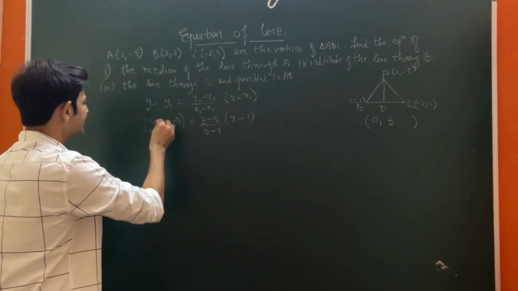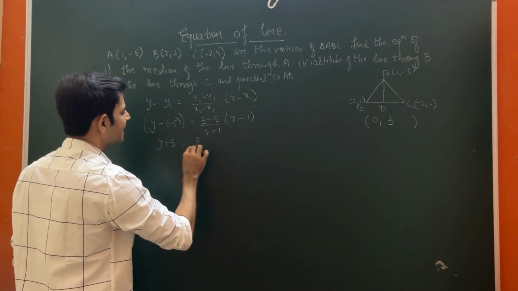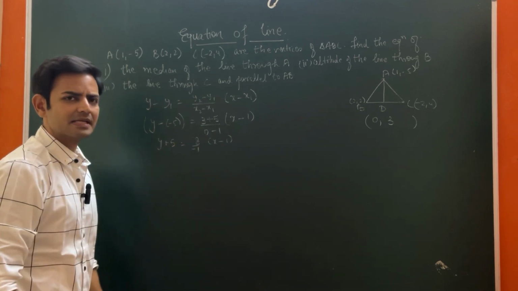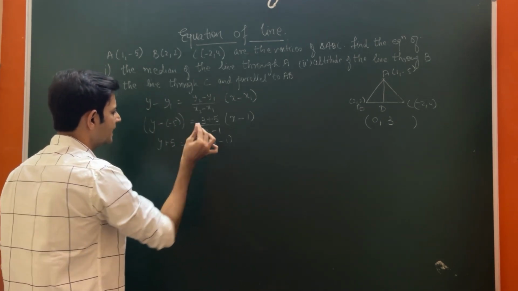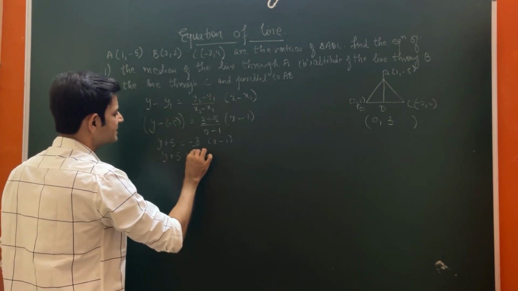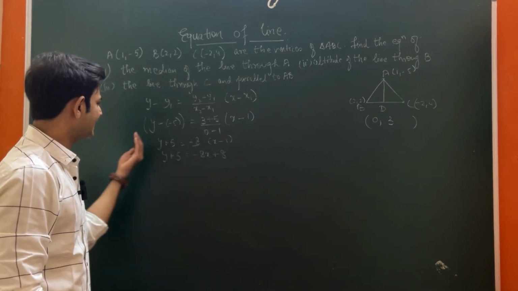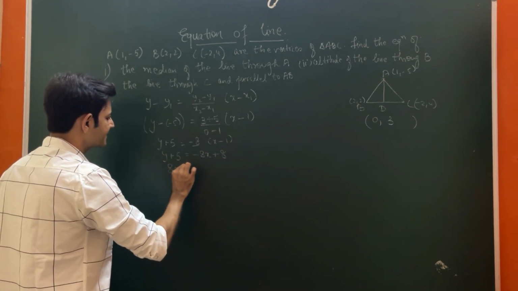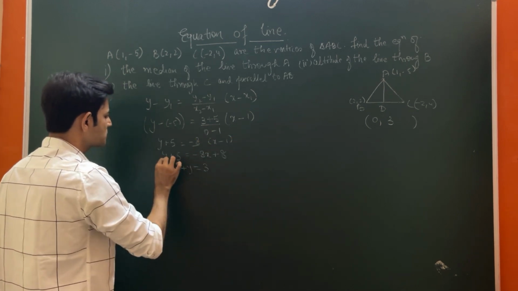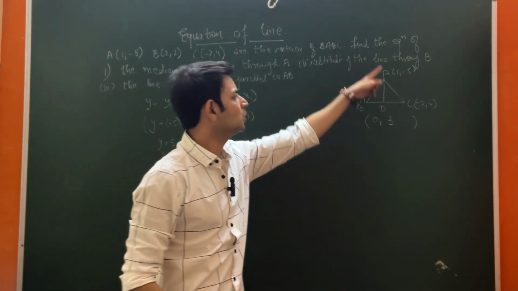So we'll just simplify this. This will become y plus 5 is equal to 8 upon minus 1 into x minus 1. We can shift this minus upstairs, on the numerator side. So it becomes minus 8. Just simplify it. Y plus 5 is equal to minus 8x plus 8. Get this on this side. So 8x plus y is equal to 8 minus 5, that is equal to 3. So this is the equation of the median through A.